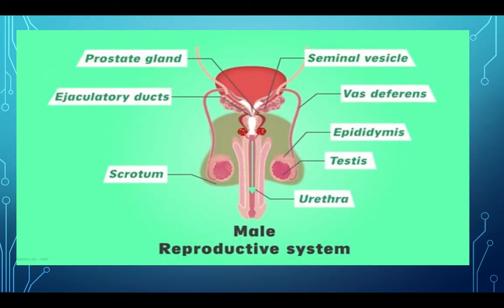These are the parts of the male reproductive system. So, the primary sex organ is what? Testis. This is the testis. Can you see the oval shaped part? Yeah, this is the testis. So, a pair of testes is present for the male.